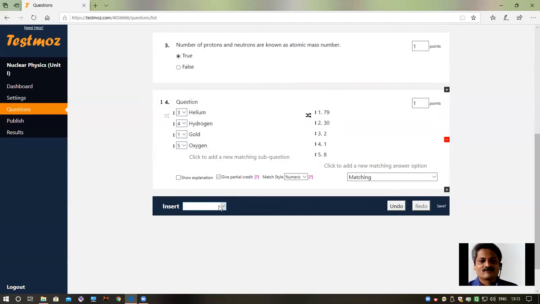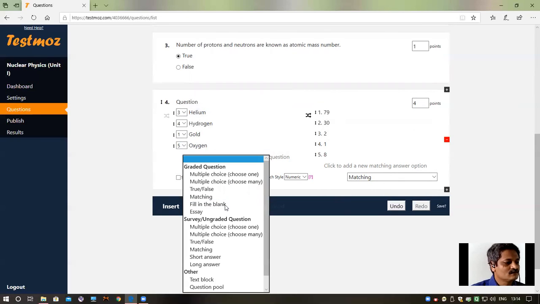Now next question. Before that, we have to observe an interesting feature here: give partial credit. When you select give partial credit, suppose one of the students solves only 2 correct answers, then they get 2 marks. Whenever we select 4 points for this question, then with partial credit, the number of correct answers they got is related to their points or marks.